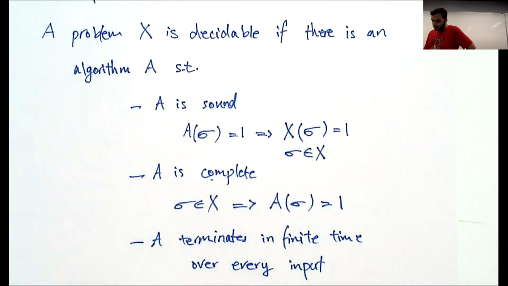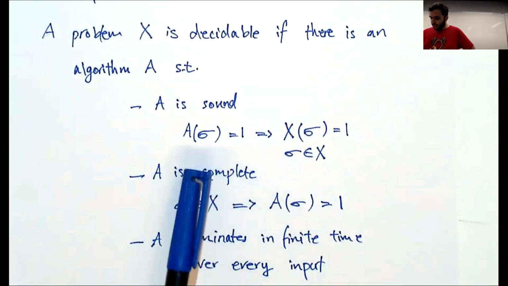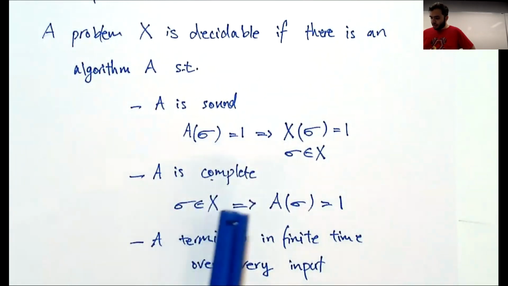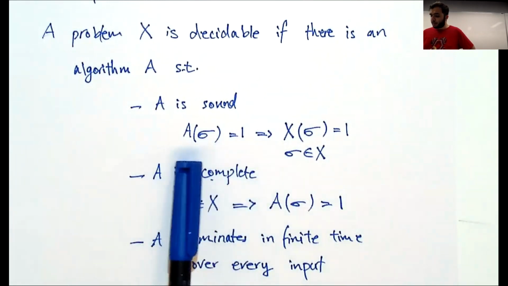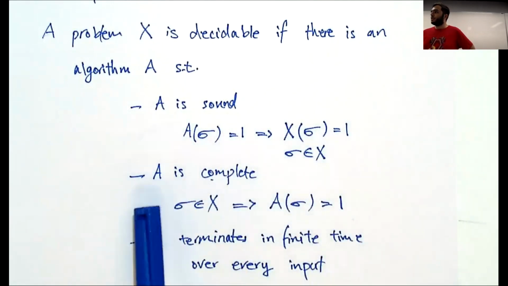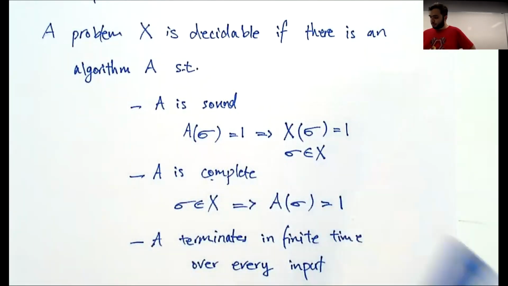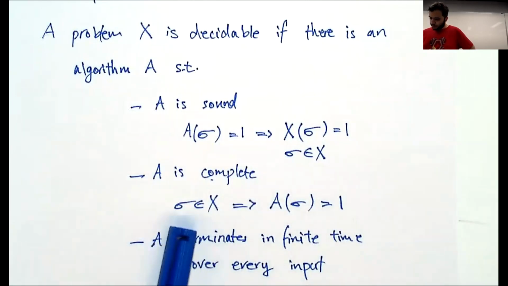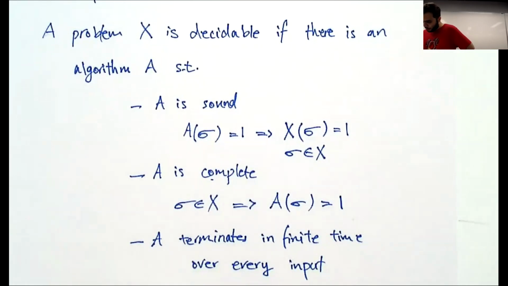Sometimes people define soundness a little bit more strictly. They define it to say that if the algorithm returns 1, then the answer should be 1, and if the algorithm returns 0, then the answer should be 0. But I don't want to do that because I really want to capture the second part in completeness.